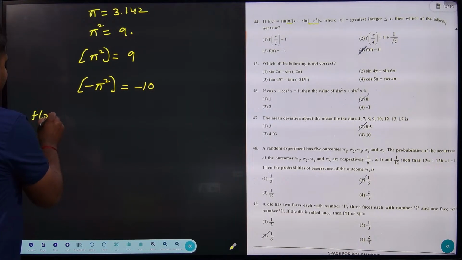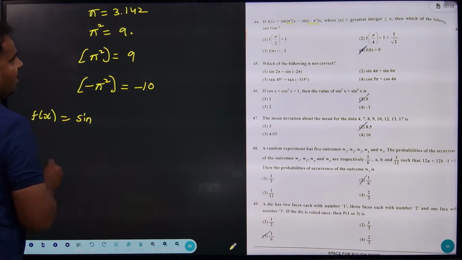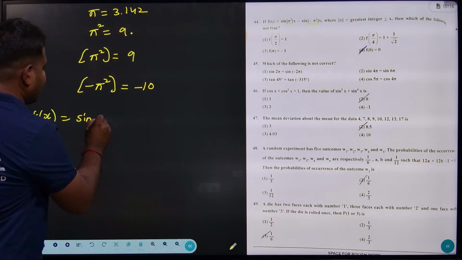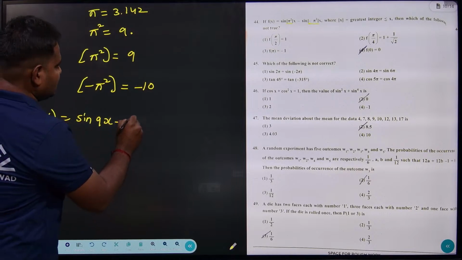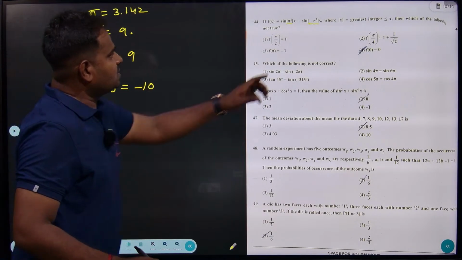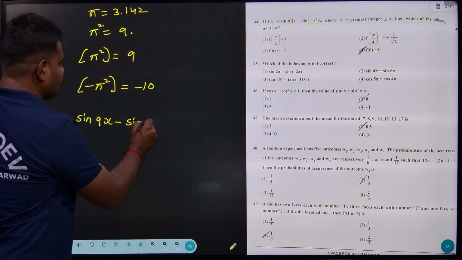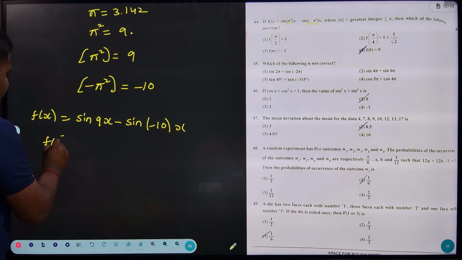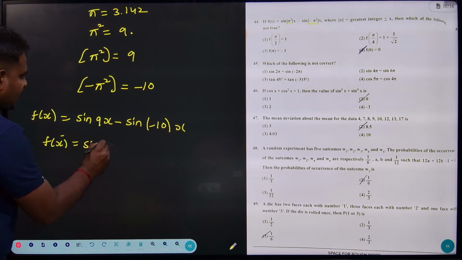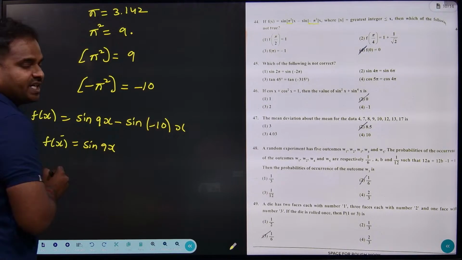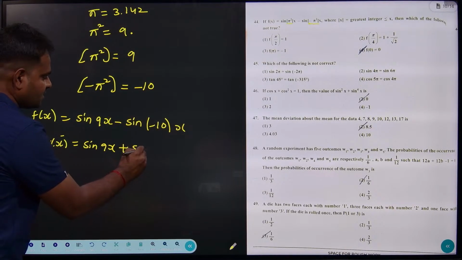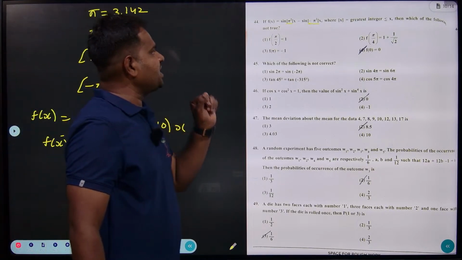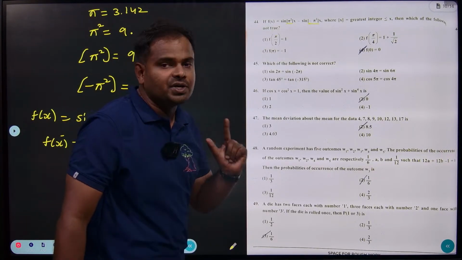So f of x is equal to sine of the greatest integer of pi square, which is 9, x, minus sine of the greatest integer of minus pi square, which is minus 10, students, into x. Now f of x is equal to sine 9x, and sine of minus theta is nothing but minus sine theta, so sine 10x, students. Now observe here, which of the following options is not true? He is asking not true here.